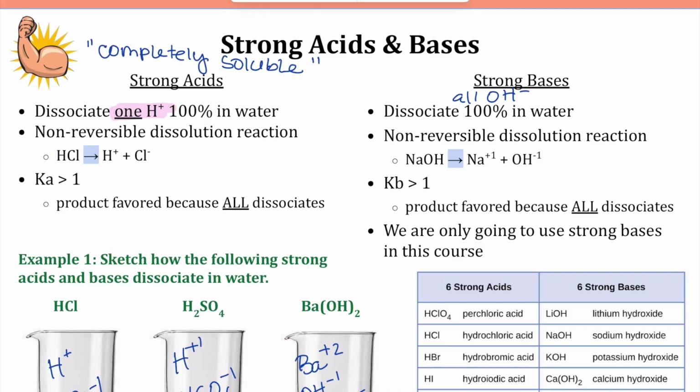Strong bases are going to dissociate all of their OHs, so barium hydroxide is going to dissociate all of its hydroxide ions. And again, we have a non-reversible reaction if we look at the sodium hydroxide example, because those are all dissociating. So strong means we know that it completely dissociates. We would have an equilibrium constant, a K value, that's product favored with that complete dissociation. But we are only going to use strong bases in this course.